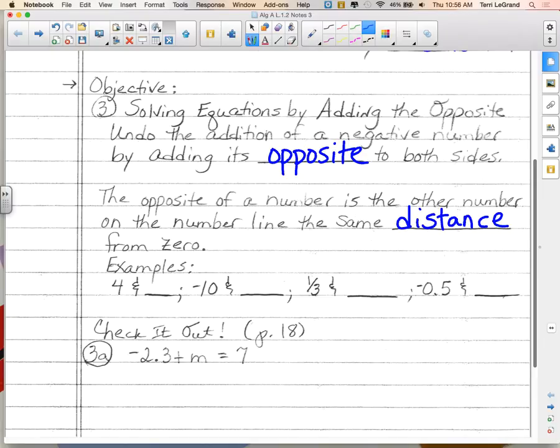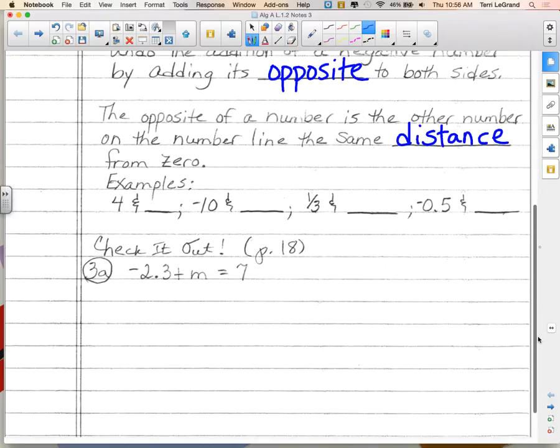Okay, so let's do some examples. What's the opposite of 4? Negative 4. Negative 4 is 4 units from 0. Positive 4 is 4 units from 0. How about negative 10? What's its opposite? 10. They're both 10 units from 0. What's 1/3's opposite? Negative 1/3. And that means they're both 1/3 of a unit away from 0. They would meet at 0 at the same time if they start out going the same rate.